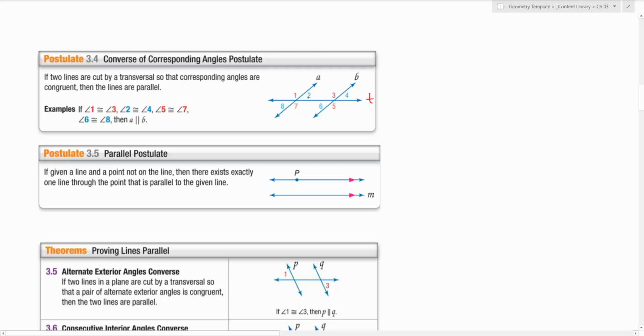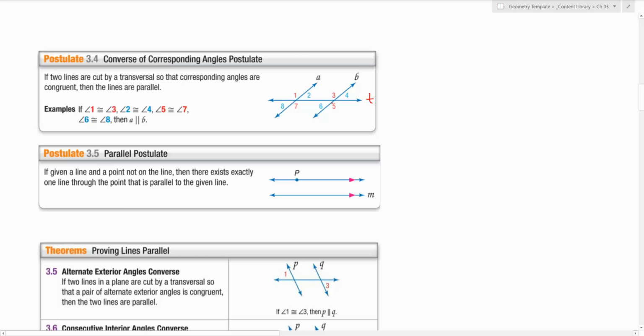In this case, angle 1 and angle 3 are corresponding angles. They're both to the left of our 2 lines in question. If those are congruent, then our lines A and B are parallel. So lines A and B are cut by transversal T so that angles 1 and 3, our corresponding angles, are congruent, then we can say that lines A and B are parallel.